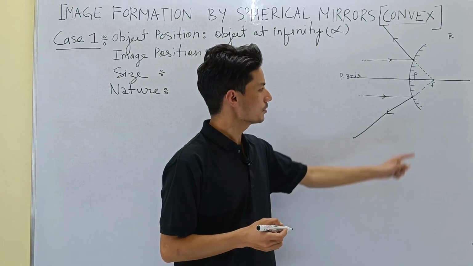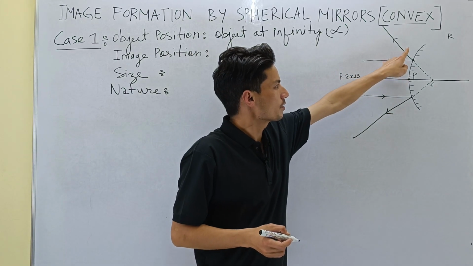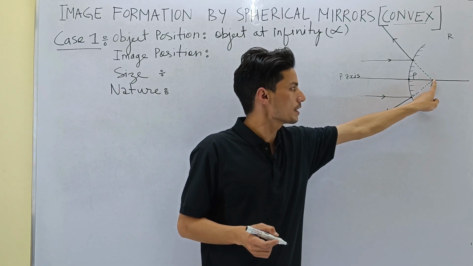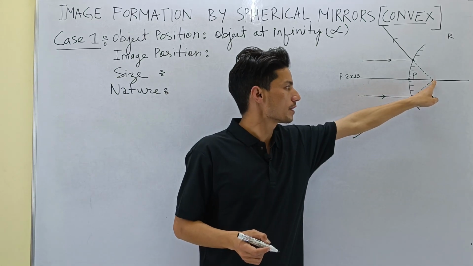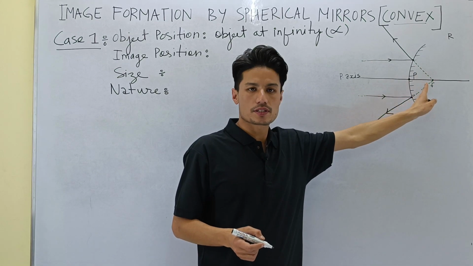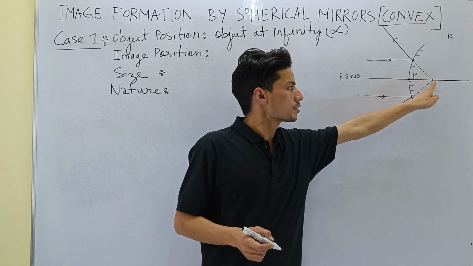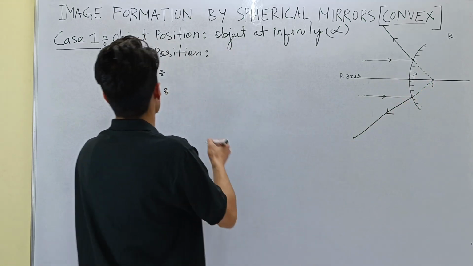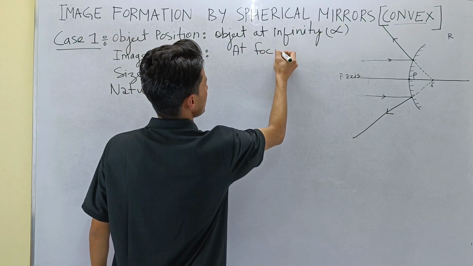So see here, these are the 2 incident rays, and then these are the reflected rays. Where do they appear to meet? They appear to meet at focus. So where is the image formed? The image will be formed here where the 2 reflected rays meet. Though here they appear to meet, still we'll consider this. So the image is formed at focus. So image position you will write at focus.